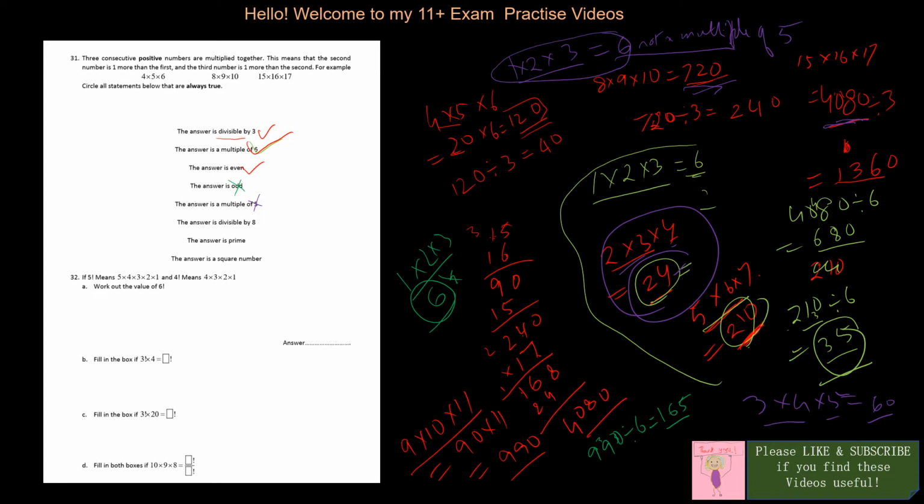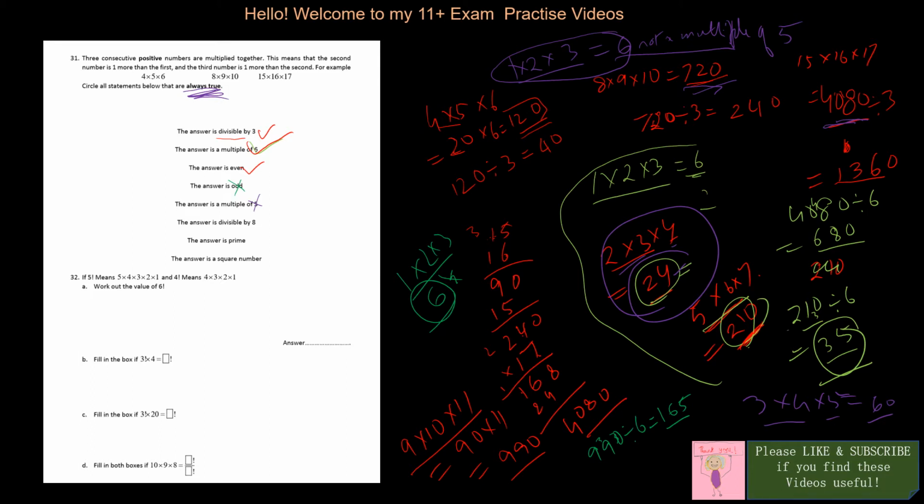So they are saying it should be always true, not only true for these 3 sets of numbers that they have given us, it should be always true. So if it is always going to be true, then I don't think the answer is divisible by 8. Am I right?